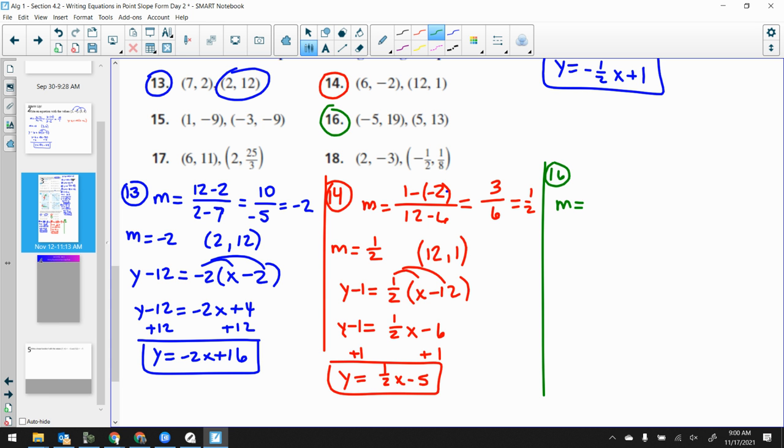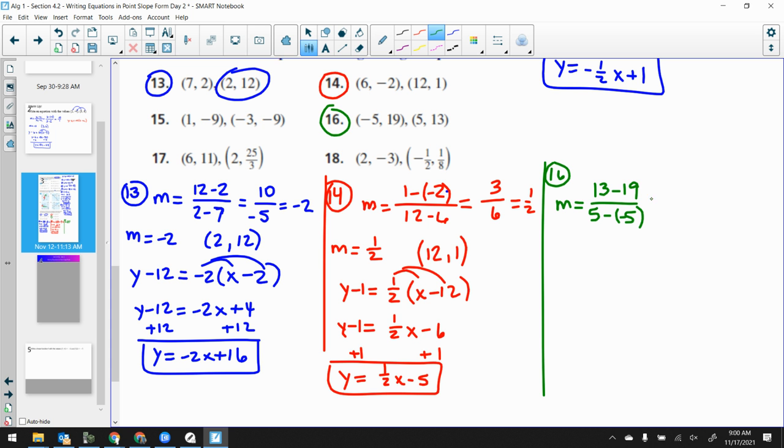M equals. Oh, I thought we were on 18. Nope, we're on 16. Negative 5. M, y minus y. 13 minus 19. Y's on top. The negative 5 goes on the bottom. So 5 minus negative 5. I'm so confused. Nope, we're doing 16. So the slope is going to be 13 minus 19 over 5 minus negative 5.